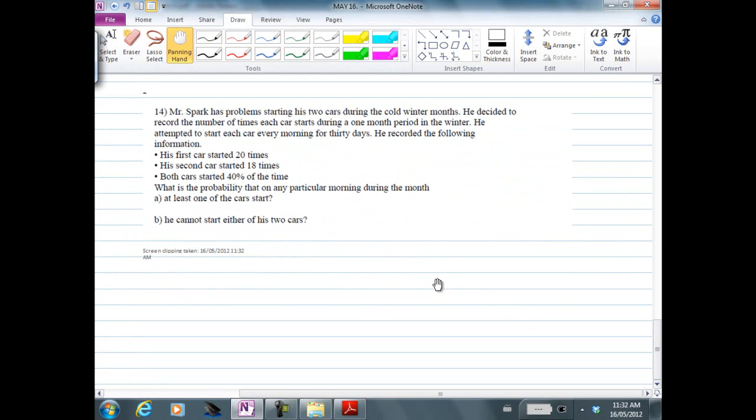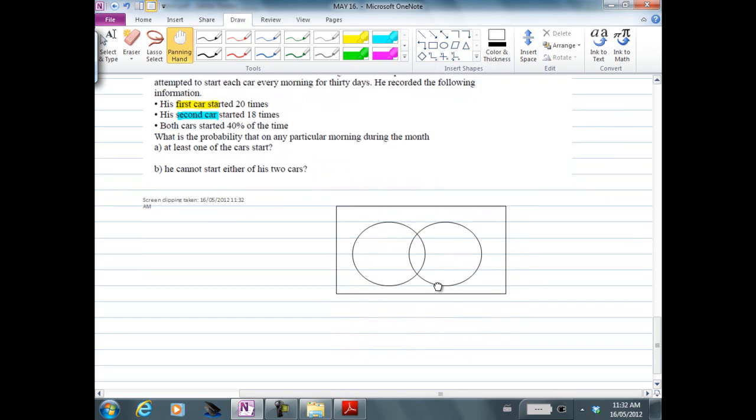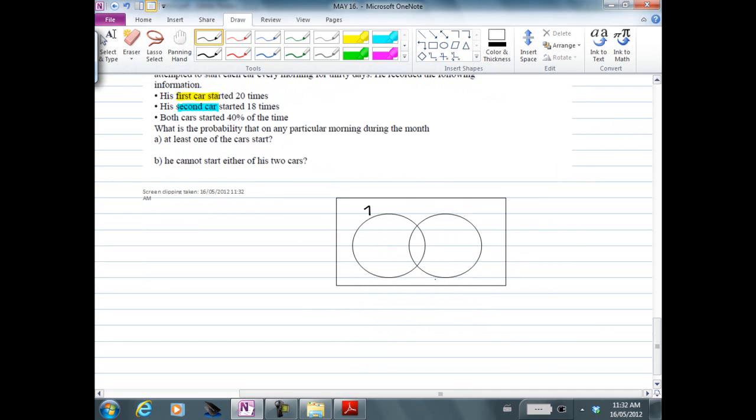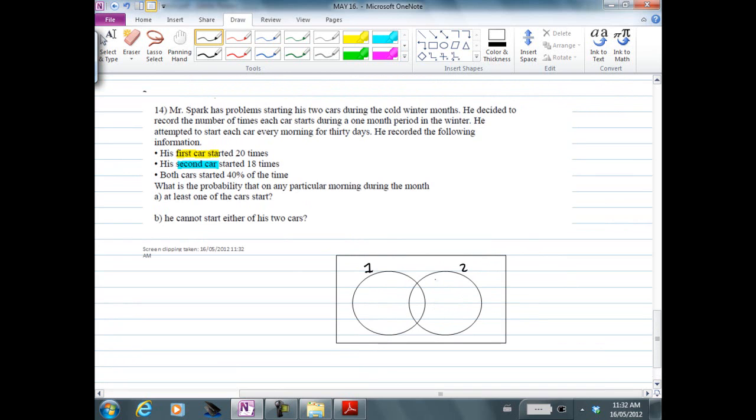So right off the bat, I have two cars. I have his first car and his second car. So just draw two circles. Okay, I have two circles. And I'm going to draw a little rectangle and label. This is his first car. This is his second car. Both cars start 40% of the time. So I'm going to put a 40 right here. Everyone should have up to there, because both cars start 40% of the time right here.